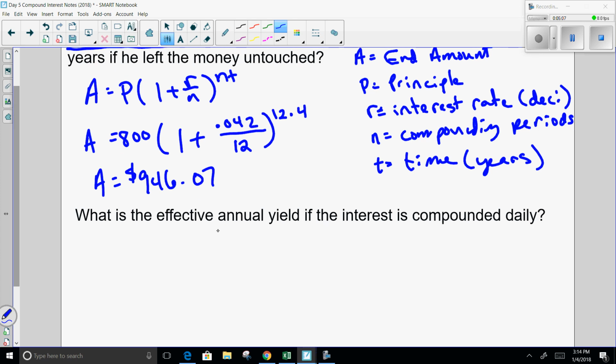How do we calculate the effective annual yield? Well, that is based on 1 year, and if you look at the definition, it's based on $1. So what you would do is you'd take your principal of $1, you'd do 1 plus 0.042 divided by 12 raised to the 12 times 1 equals A. And again, type that into the calculator and see what you get.